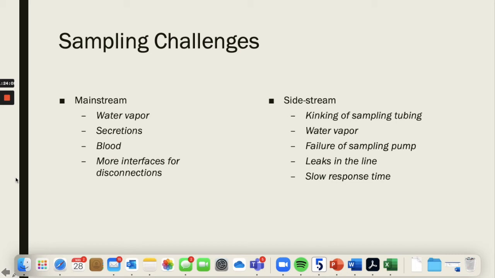Side stream, there can be kinking of the sampling tubing, and water vapor, so water can accumulate within the sampling tubing as well. Failure of the sampling pump that pulls out the sample. So if the sampling pump fails, then we can't pull out our sample via the tubing from the breathing circuit to be delivered to the analyzer to be analyzed. There could be leaks in the line, and there could be a slow response time, which is normal, or even slower response time, because there could be just time lag.